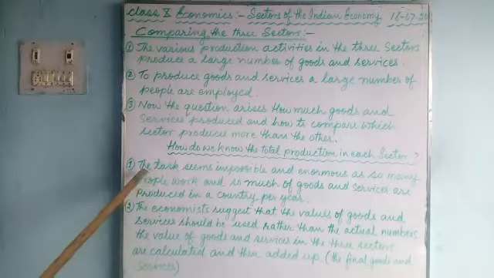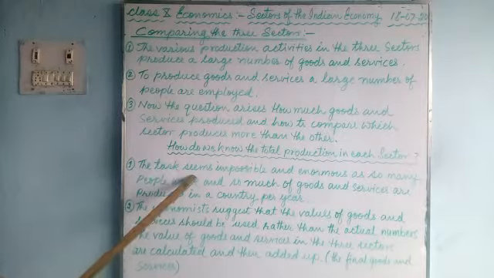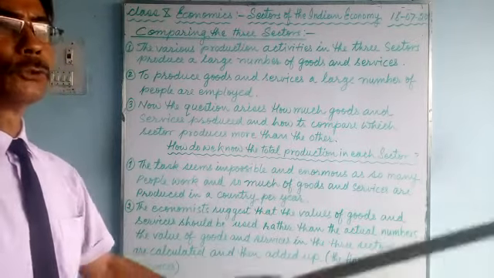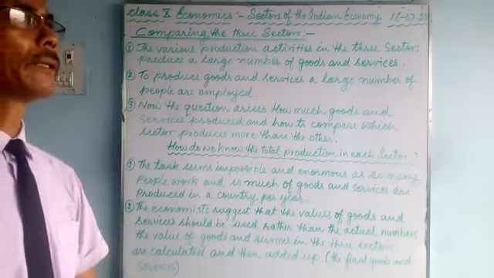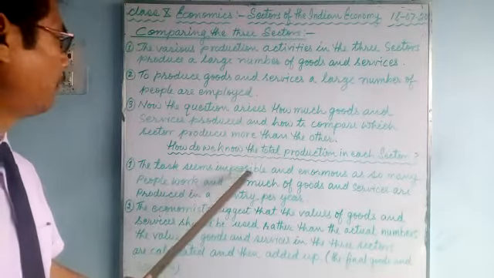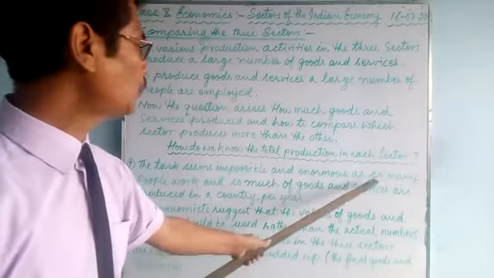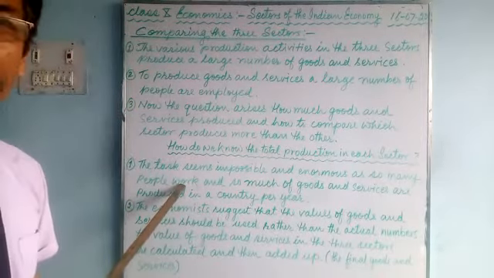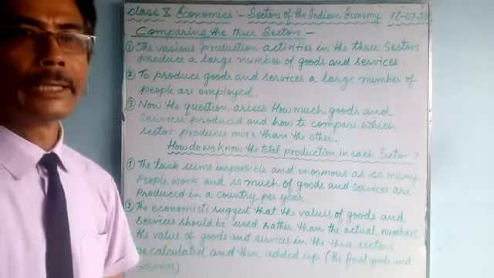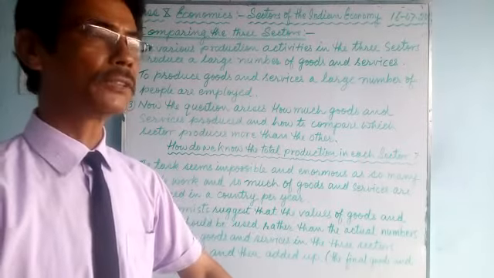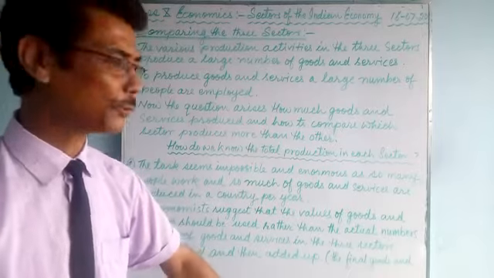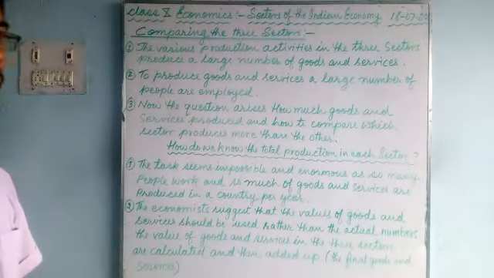How much goods and services are produced in each sector? So the task of calculating seems impossible and enormous, which means very difficult and huge. It seems quite impossible to go and count how much goods and services are produced, a quite big problem. So many people work in various sectors, and so much goods and services are produced in a country per year. Various types of goods and services are produced, and people are employed in different numbers in various sectors. So it seems quite impossible and enormous. The task is enormous.